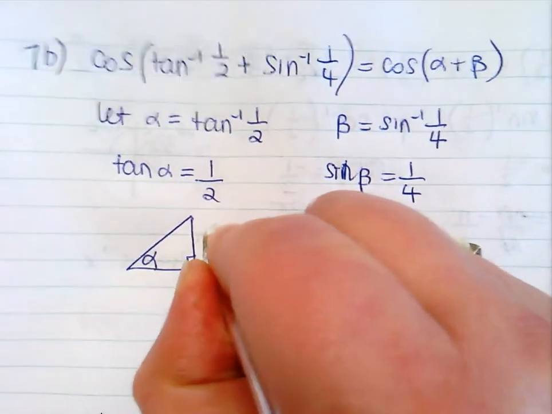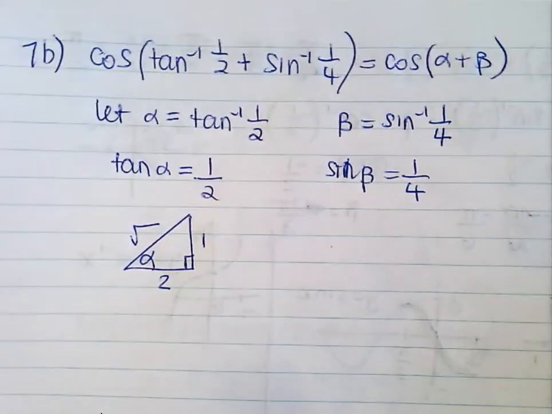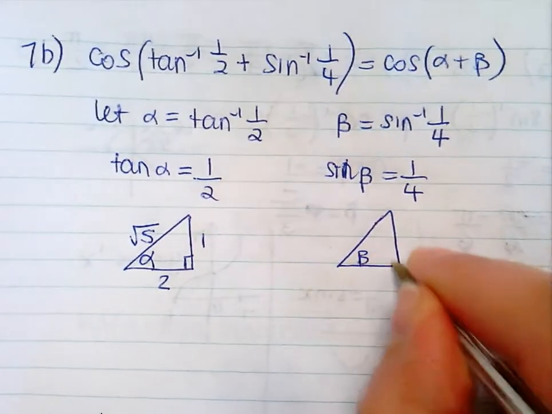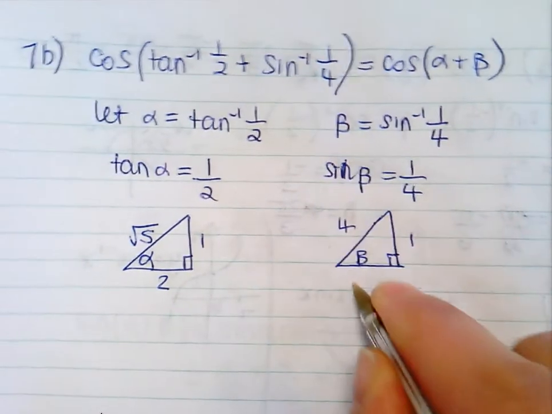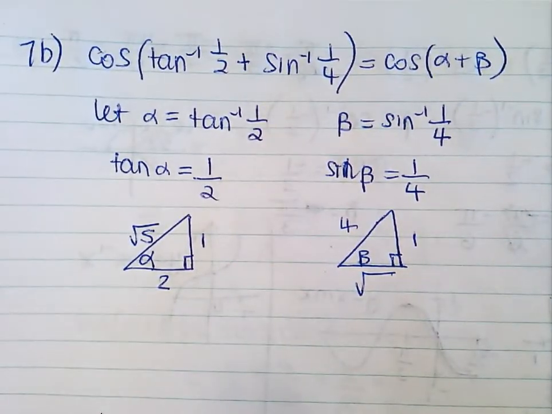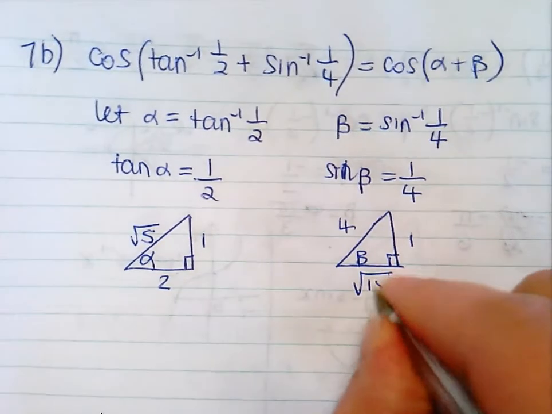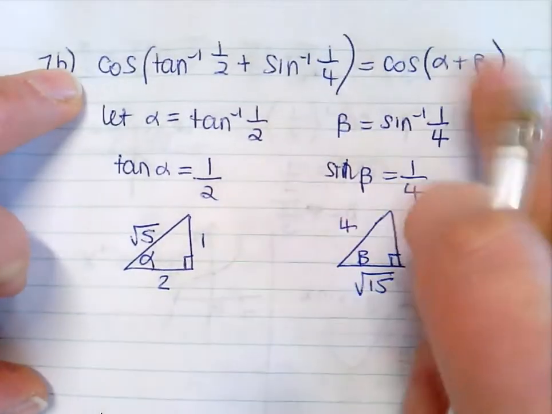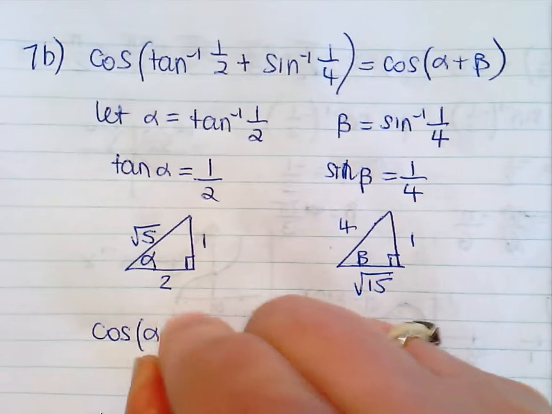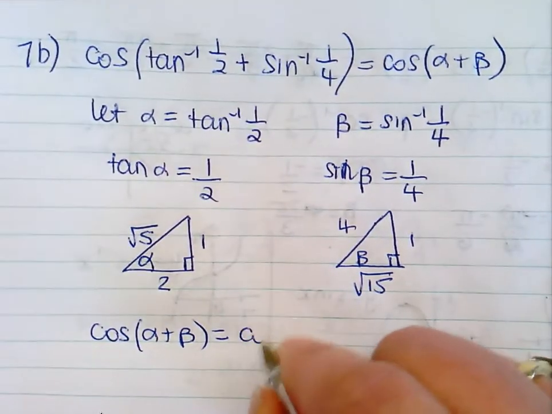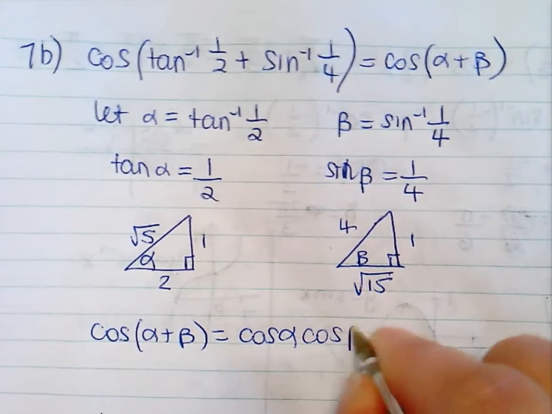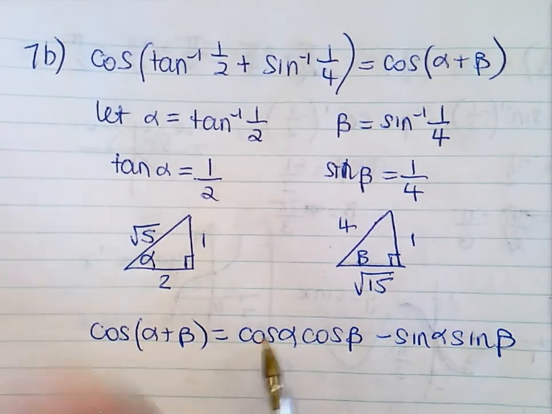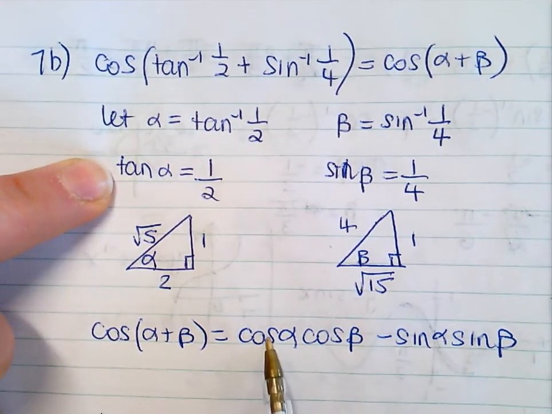So alpha here, tan is 1/2. This one's the square root of what? Root 5. This is beta. Sine is 1/4. Square root of 4 squared minus 1 squared, root 15. Because when I come to work out cos of alpha plus beta, what does it equal? Double angle result. Cos alpha cos beta minus sine alpha sine beta. That means I need cos alpha, which I don't have. I've only got tan alpha.